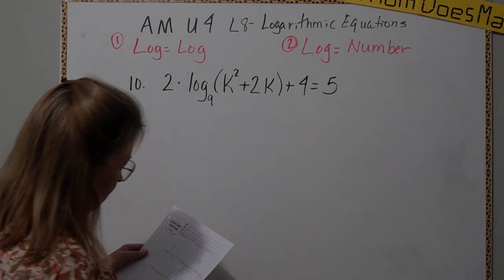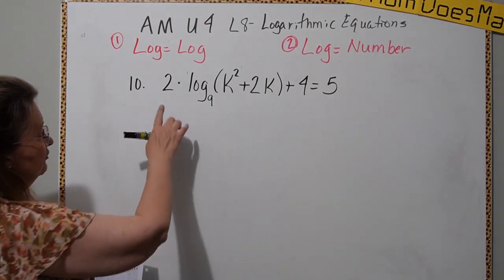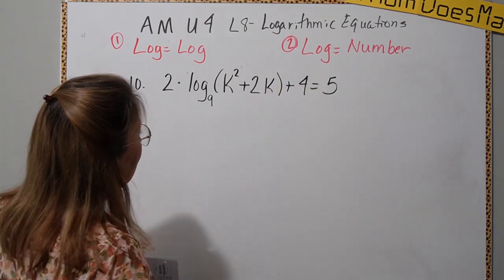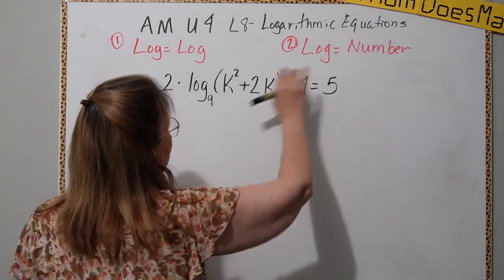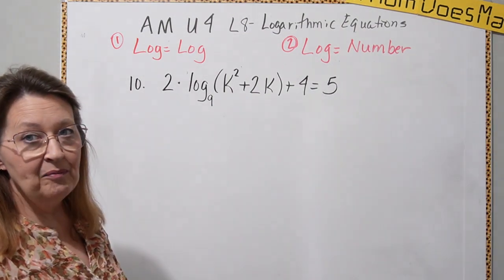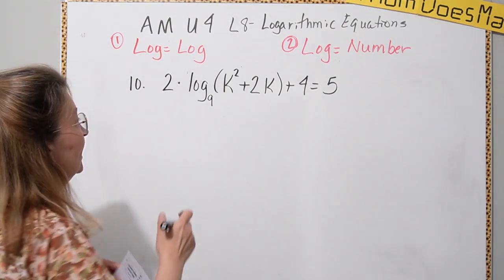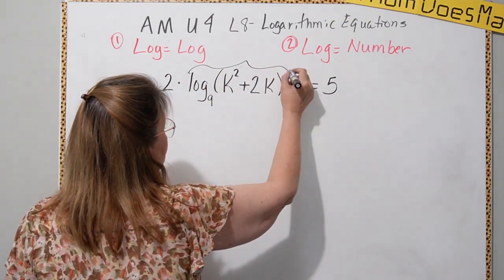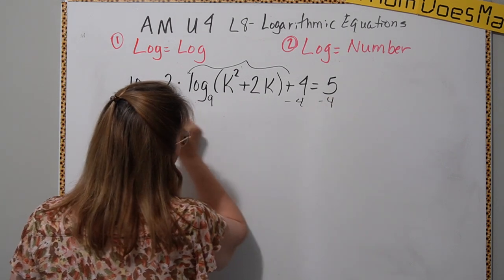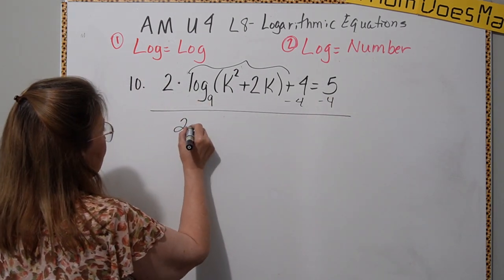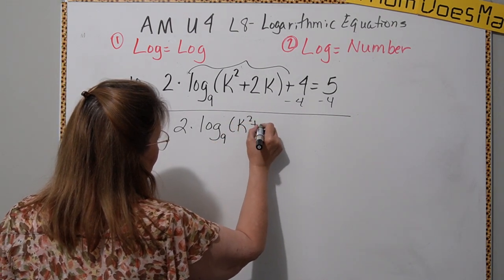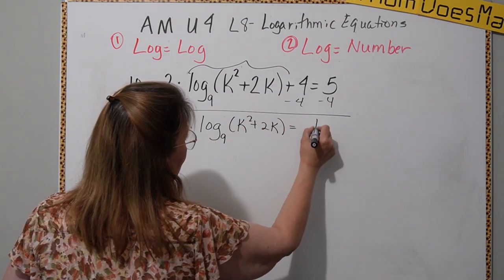Okay, let's look at number 10 here. I have 2 times log base 9, k squared plus 2k plus 4 equals 5. We do identify that we have a type 2, we have a log equals a number, and our first step is to isolate the logarithm. Now that means we need to get rid of everything that's attached to the log, and this is my log. So how do I get rid of 4? Well, I'm going to subtract 4 from each side, and that's going to give me 2 times log base 9 of k squared plus 2k equals 1.